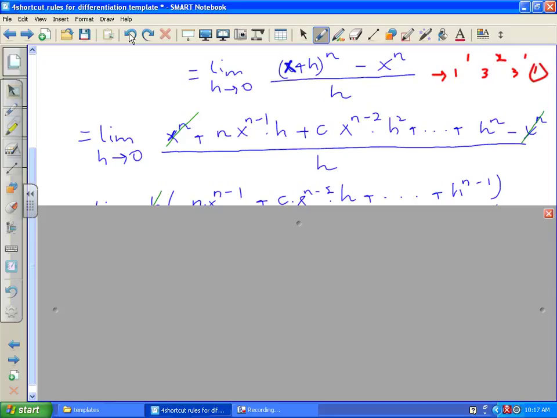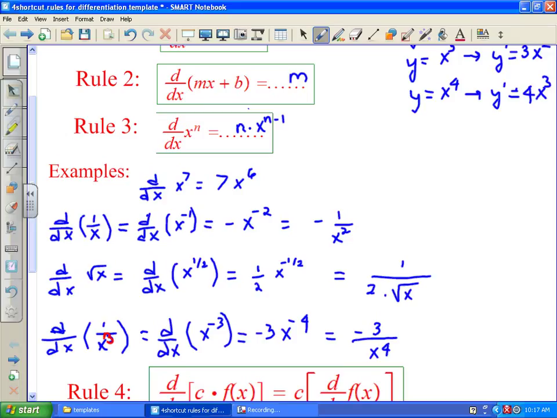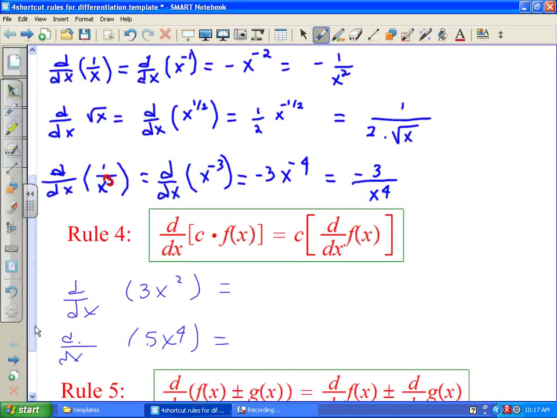Okay, we're going to do some more examples about shortcut rules today, and there's a few more rules I want to give you. Okay, here's your rule number 4. The derivative of a constant multiple, like c times f of x, where c is a constant. The rule says, again, every one of these rules you could prove by that basic definition. But the rule says that you can pull the constant outside. You see, the c can be taken outside and then multiplied with the derivative of the inside function.